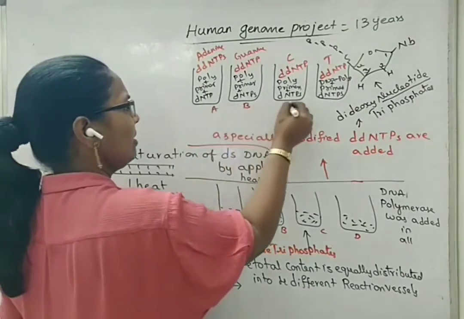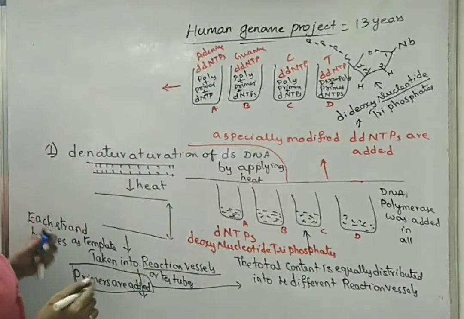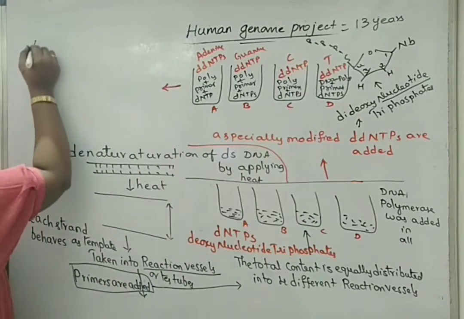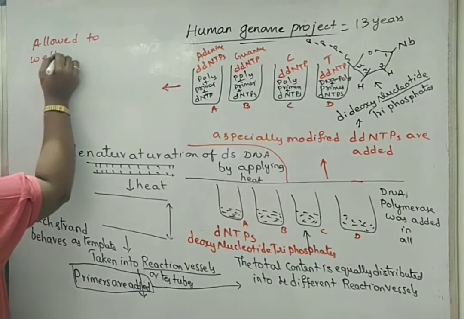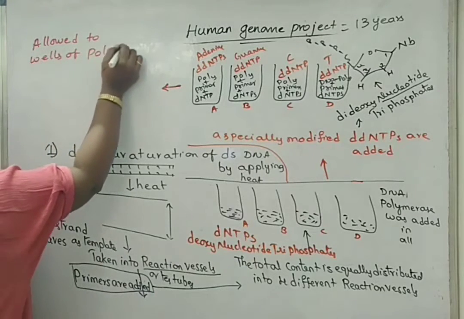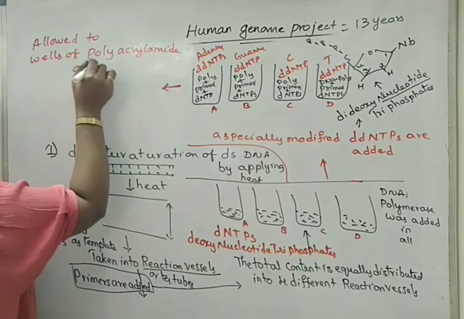This is A, B, C and D. Now, all these are mixed and allowed to run on the wells of polyacrylamide gel electrophoresis.